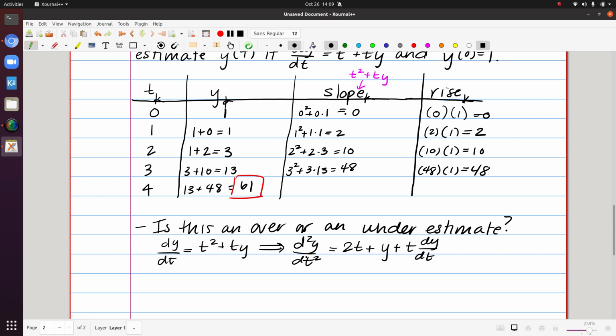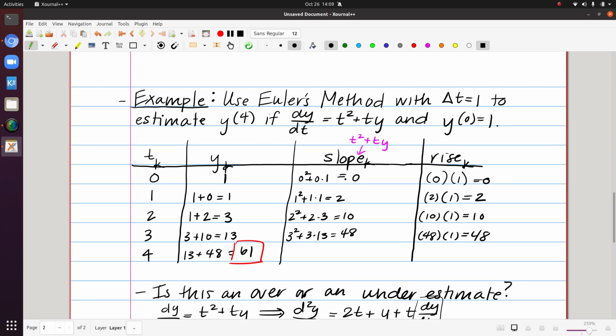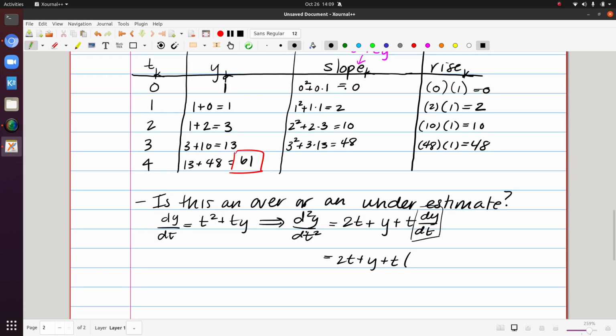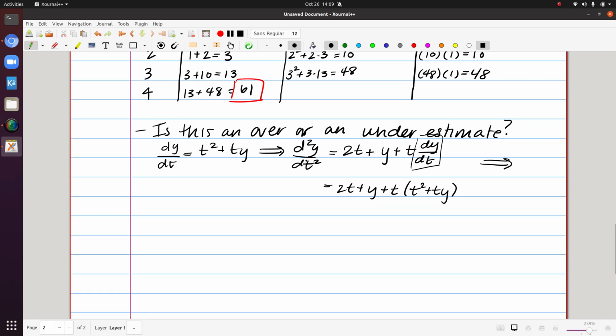Of course, note that we know exactly what dy dt is. That's given in the problem. So I can replace that, 2t plus y plus t times t squared plus ty. So we're getting here that our second derivative is 2t plus y plus t cubed plus t squared y.